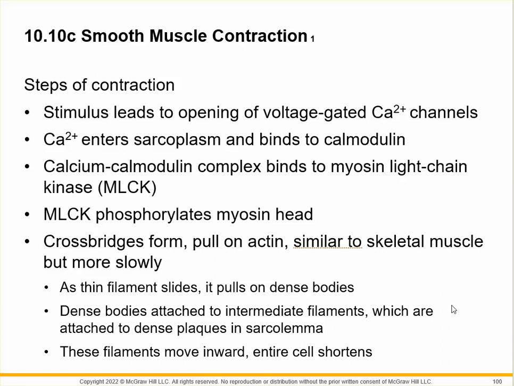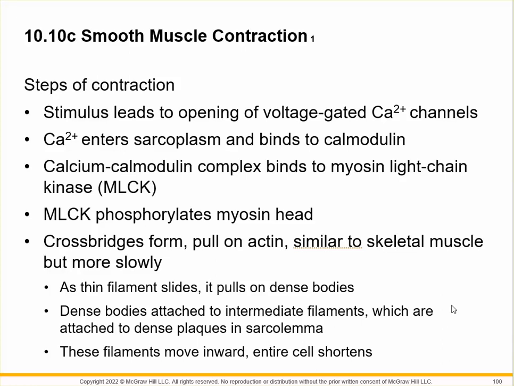So when the stimulus opens voltage-gated calcium channels, there's no action potential. The calcium channels open. Calcium enters and binds to the calmodulin. The calmodulin forms a complex with some enzymes, kinases, and then the kinase works on the myosin head, and the cross bridge forms.